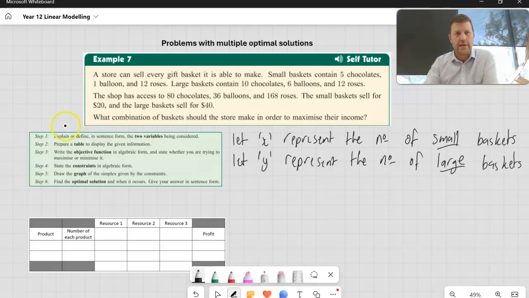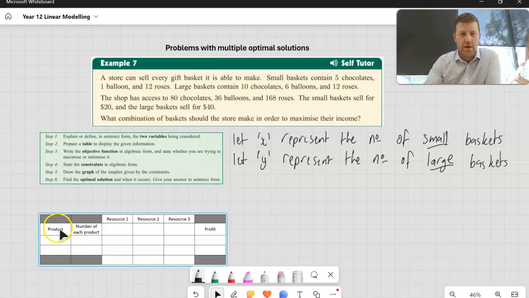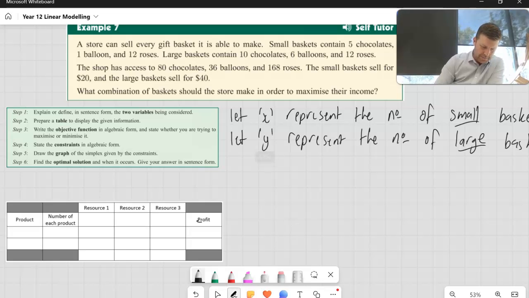Now, the next step there is step 2, prepare a table to display the given information. Now again, your table can take multiple formats. I'm trying to work on the way I do it. So here I've got a column for the product, a column for the variable I'm allocating to each of those products. In this case, there are 3 resources that they're competing for. So I'll list those there, and that actually shouldn't be profit, it will be the income. We're not actually making $20 profit or $40 profit, but they're selling them for $20 and $40.